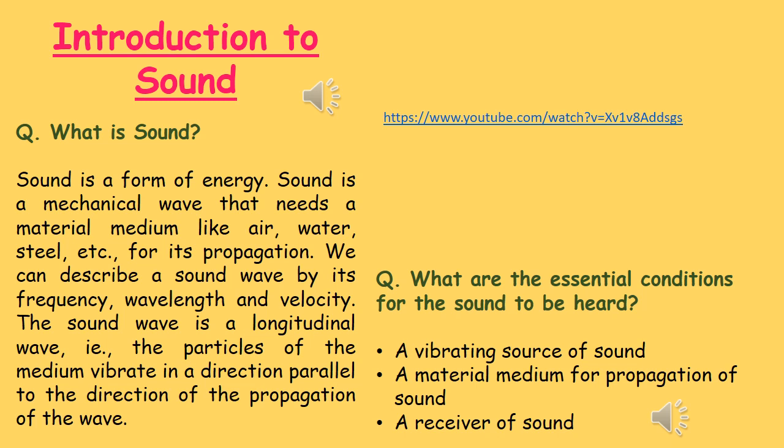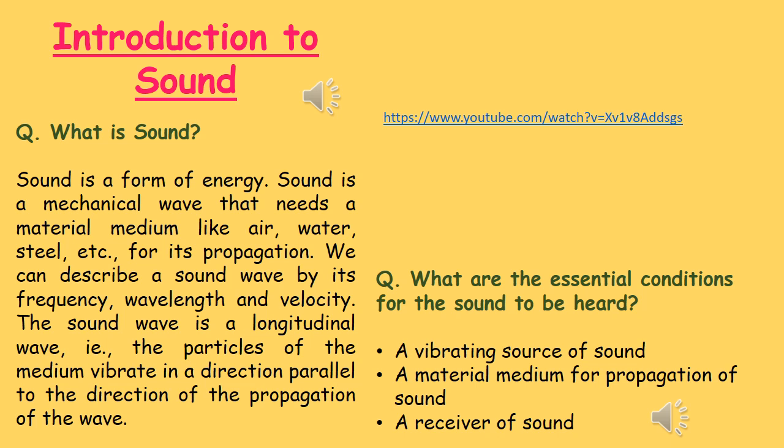We can describe a sound wave by its frequency, wavelength and velocity, and we'll be learning about it later. The sound wave is a kind of longitudinal wave or mechanical wave. That means the particles of the medium vibrate in the direction parallel to the direction of propagation of wave.